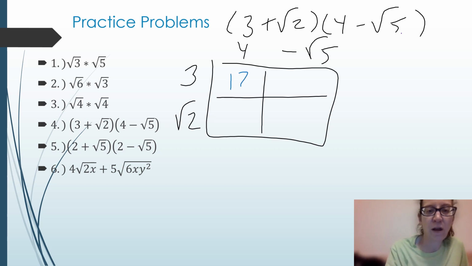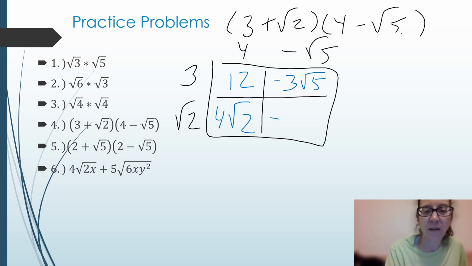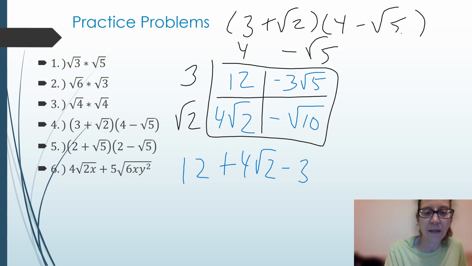3 times 4 is 12. 4 times the square root of 2 is just 4 times the square root of 2. You have to write it like that. That's the only thing you can do. Upper right, we have 3 times negative root 5. Well, a positive times a negative will give us negative, and then it's just 3 root 5. And then we have a root 2 times a negative root 5. So positive times a negative gives me negative, and 2 times 5 is 10. So my answer would be 12 plus 4 root 2 minus 3 root 5 minus root 10.